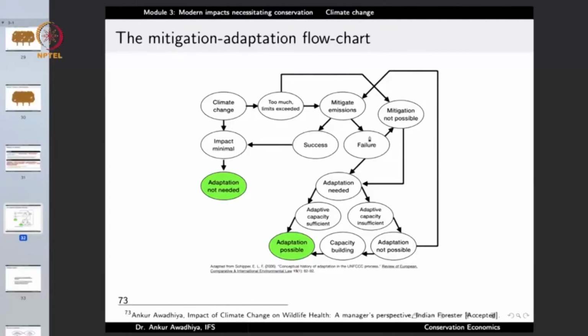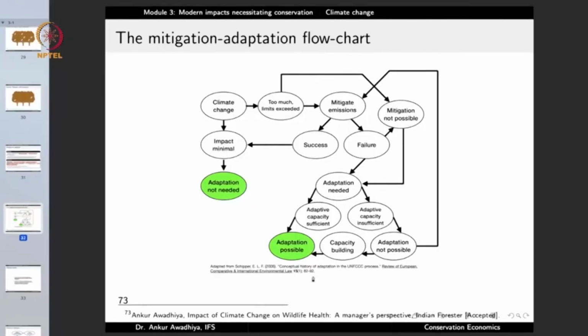So in that case, the only options are either to perish as a society or to look for some other ways of mitigation. So what we find from this flow chart is that at all points of time, we as a society need to think if we can mitigate the emissions, we should try to act in that line. If mitigation is not possible, or if we as a society fail to mitigate climate change, then we could adapt. But it is also possible that if adaptation is not possible because we have a limited adaptive capacity as a society, it is also possible that we will perish.